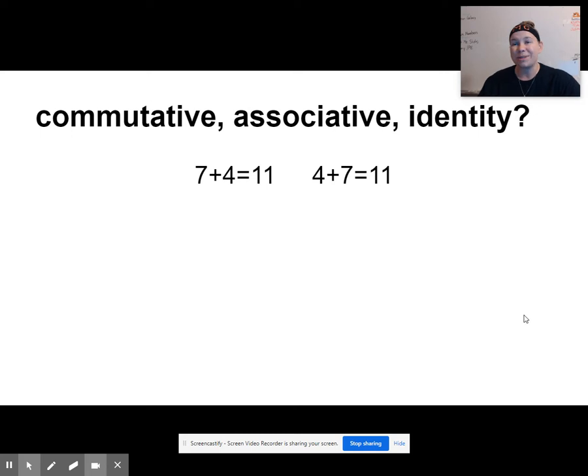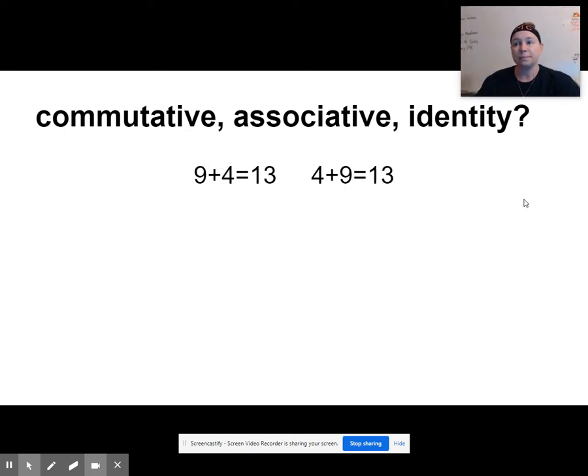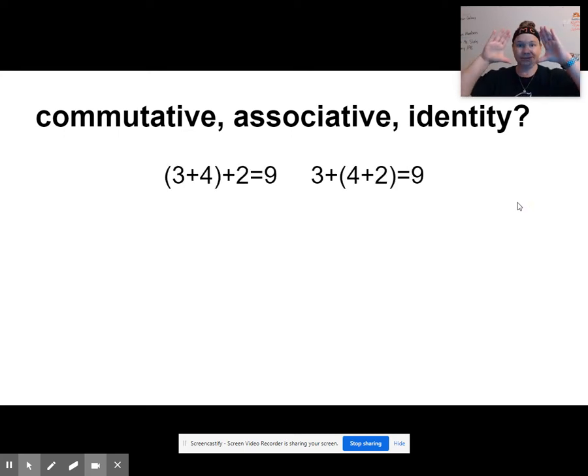Great. How about this one? Commutative. Oh, I see those parentheses. And what do the parentheses say? Me. Solve me first. And we know that those are groupings, and that's the associative property of addition. Commutative, great. Associative.